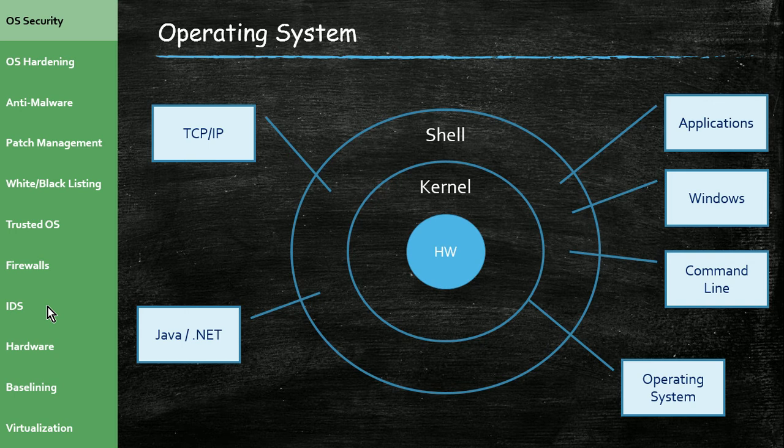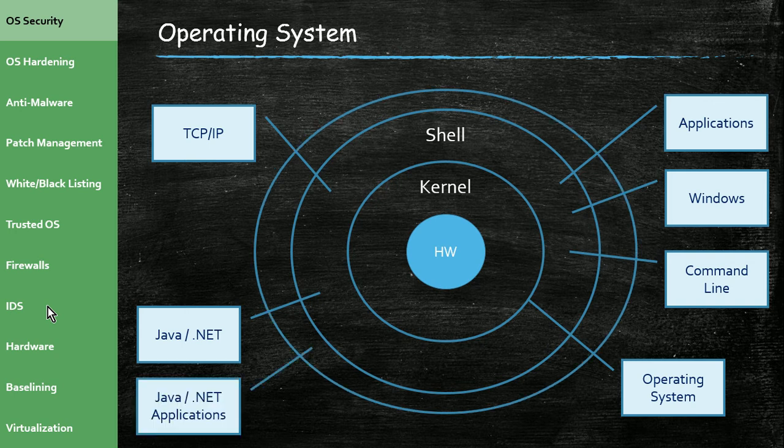Java and .NET work a little bit differently. There's a program that runs in the shell that is the Java or .NET framework or virtual machine. And that's not like the virtual machines we'll talk about later, with virtualization at the hardware level and the operating system level. There's virtualization that happens at the shell level, and that's what Java and .NET use. So there's really one more layer outside of the shell, which is Java and .NET applications.